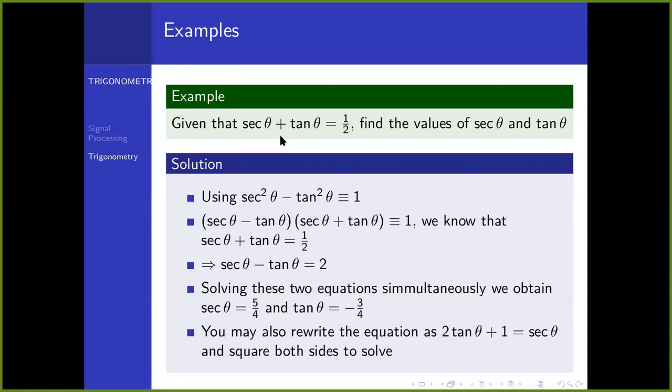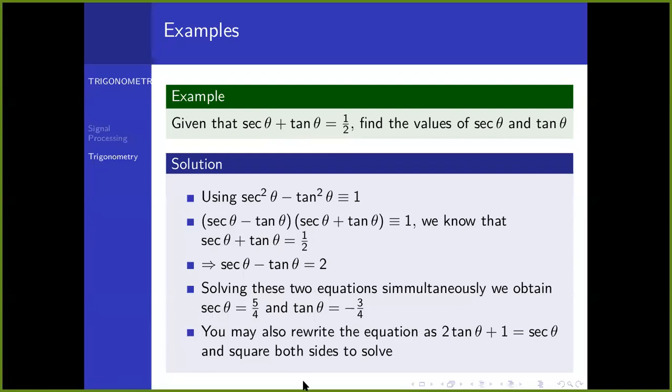Now we know that secant theta plus tan theta is equal to a half, so I can just substitute this by a half. And when I do that, my equation simplifies to this: secant theta minus tan theta is equal to 2. So I have two simultaneous equations to solve: secant theta minus tan theta is equal to 2, and secant theta plus tan theta is equal to a half. Those two, when solved, give me my value of the secant and my value of the tangent. So the secant is 5 over 4, and the tangent is negative 3 over 4.